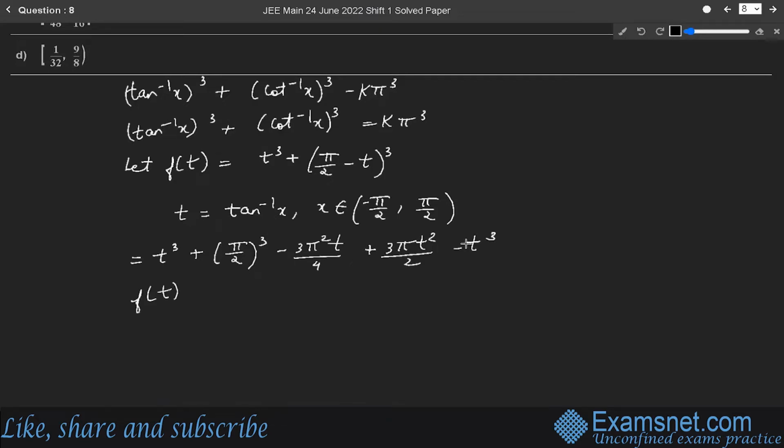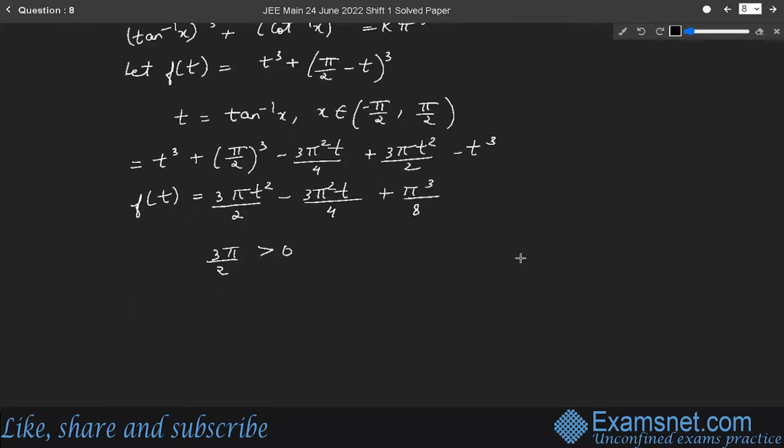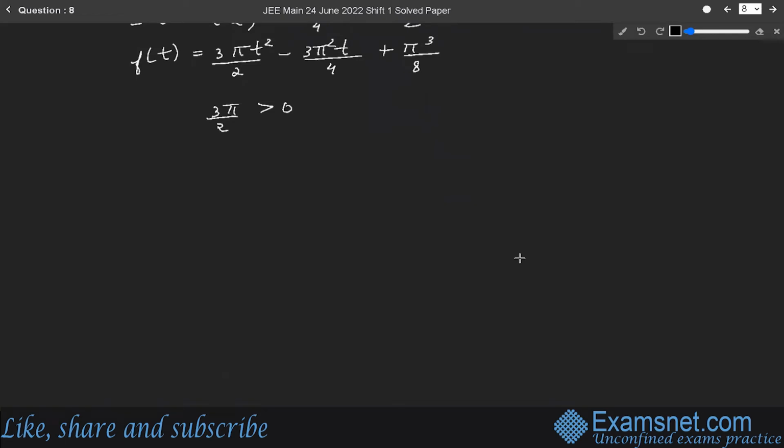So f of t will be equal to 3 pi t square divided by 2 minus 3 pi square t divided by 4 plus pi cube upon 8. It is clear that this is a quadratic equation of t, and here the coefficient of t square is 3 pi by 2. It is greater than 0. Therefore, we can say that it is an upward parabola, and f dash t will be equal to 3 pi t minus 3 pi square divided by 4.